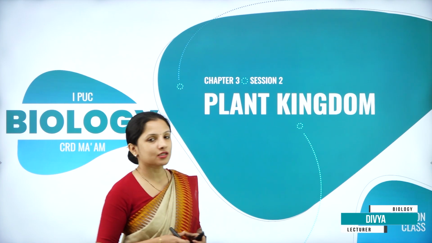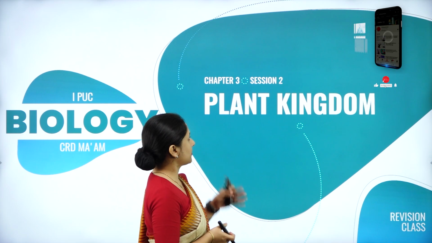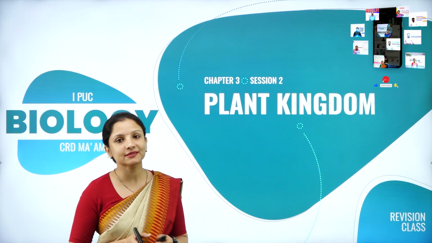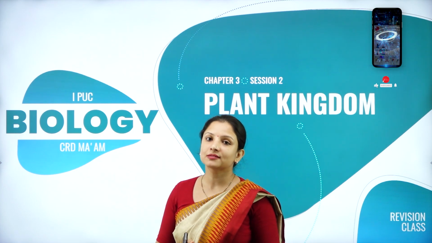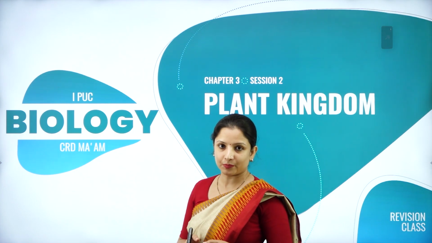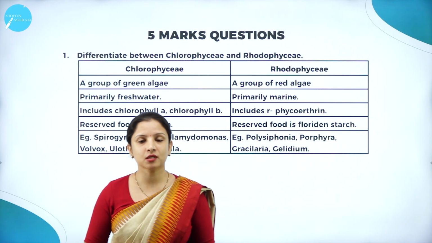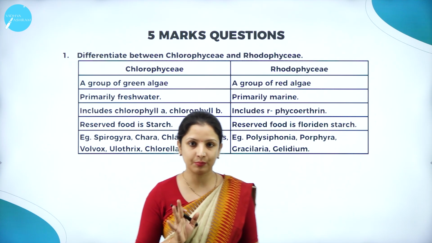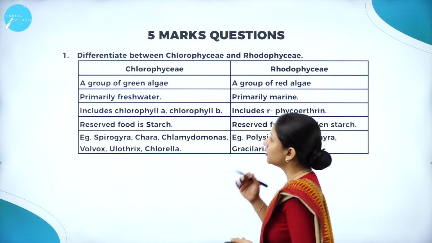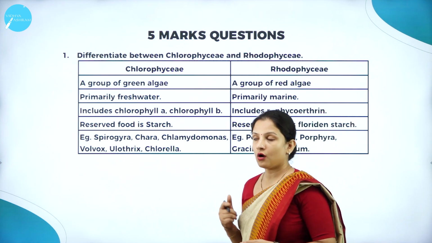So this is a continuation of the previous session, that is, chapter 3 Plant Kingdom. In the previous session, we discussed the synopsis of the chapter and learned some of the important MCQs under that chapter. According to the blueprint, one 5-mark question can appear from this chapter. So we will be learning some of the important 5-mark questions and how to write them.